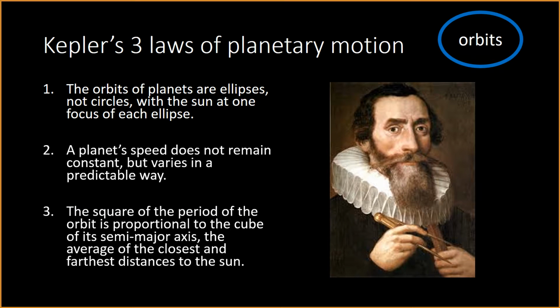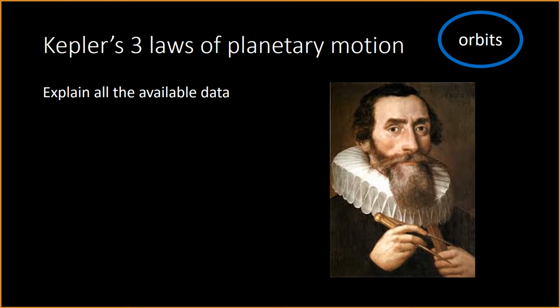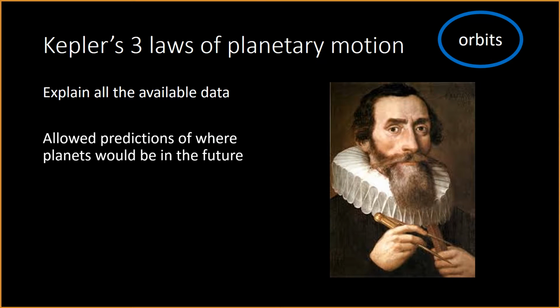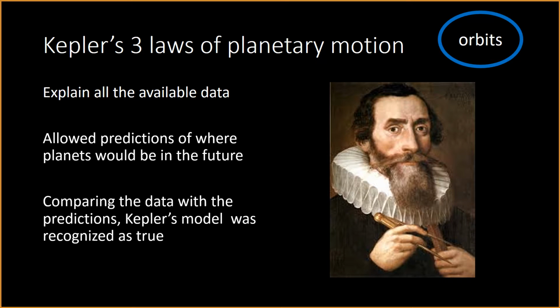You can learn the third one someday too, but for now, just remember that with just 3 general statements, Kepler could explain all the data available to him from past observations of the planets. Not only that, but they also allowed him to predict where the planets would be in the future with better accuracy than the models of either Ptolemy or Copernicus. As scientists compared the data with Kepler's 3 laws, his model was recognized as true and the others false.